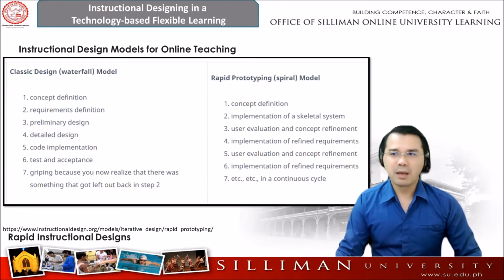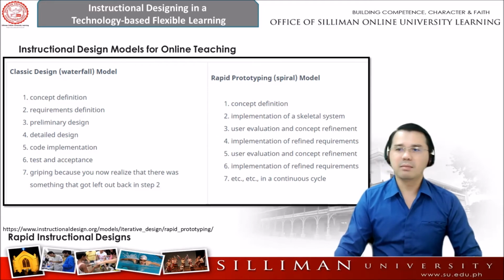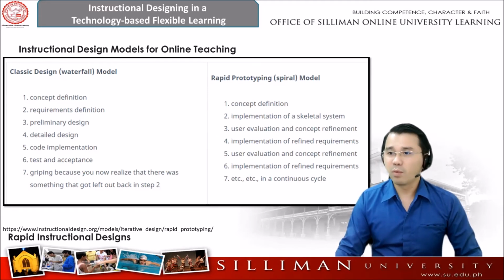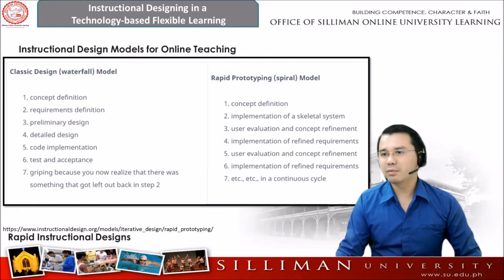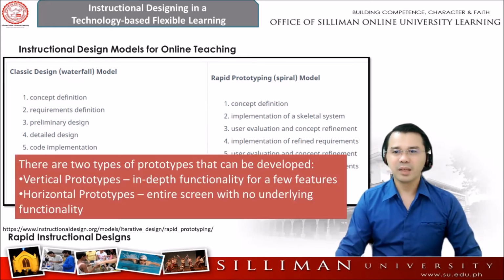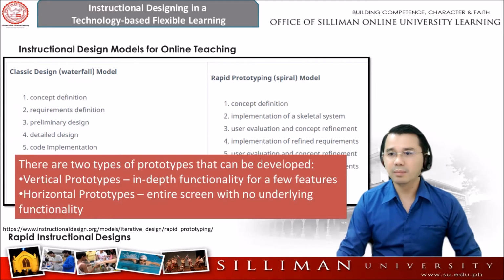Rapid prototyping or the spiral model has these features. It has concept definition, implementation in a skeletal system, user evaluation and concept refinement, implementation of refined requirements, user evaluation and concept refinement, implementation of refined requirements, and so on in a continuous cycle. There are two types of prototypes that can be developed: a vertical prototype, which is in-depth functionality for a few features, and a horizontal prototype, which is the entire screen with no underlying functionality.